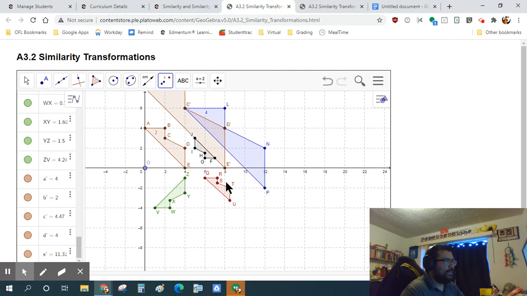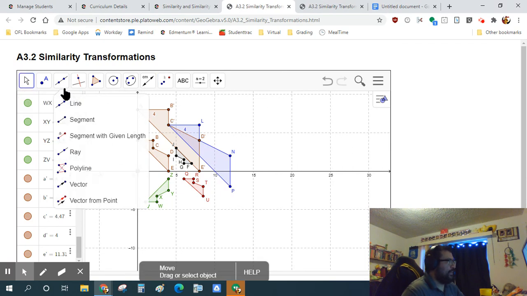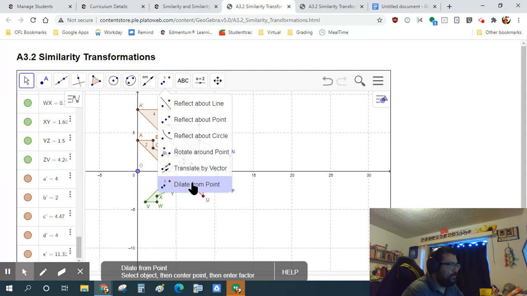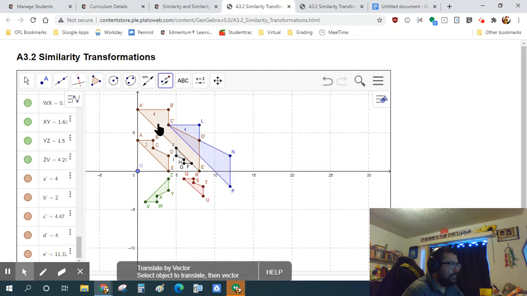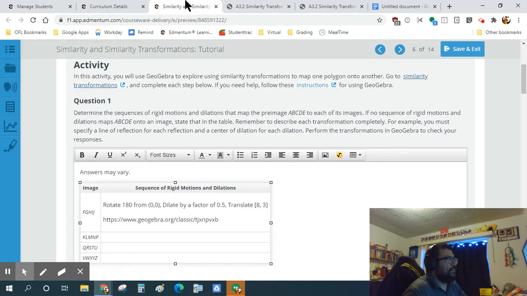So here we can see what happens by just making it bigger. Well, that's not enough. I also need to translate this. So I'm going to go here, translate by vector. I'm just going to grab the shape and move it right there. So by doing this, I now know that I have to dilate from (0, 0). Notice how when I talk about a point, I use parentheses. When I talk about a translation, I use brackets. I just do this to differentiate it.